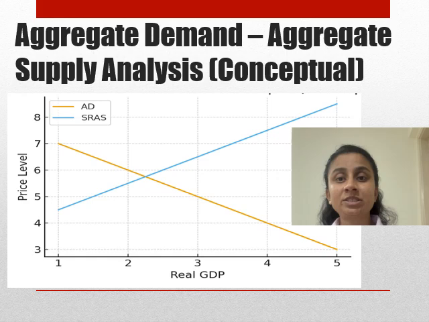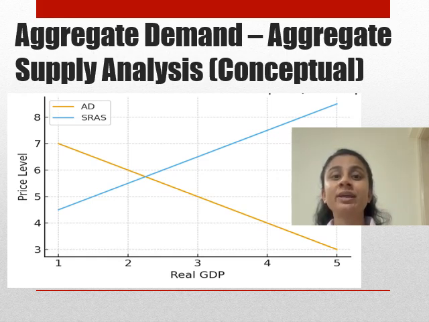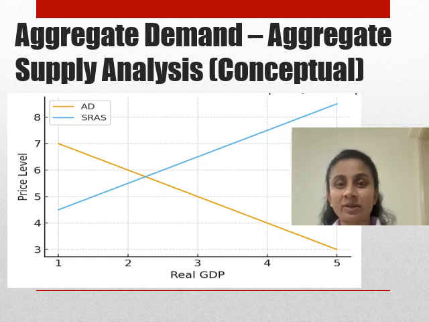Global supply disruptions and energy price spikes shifted short-run aggregate supply to the left, a cost-push shock. At the same time, post-COVID recovery and stimulus boosted aggregate demand to the right. The result was higher prices and only a modest gain in output, a classic trade-off between inflation and growth.